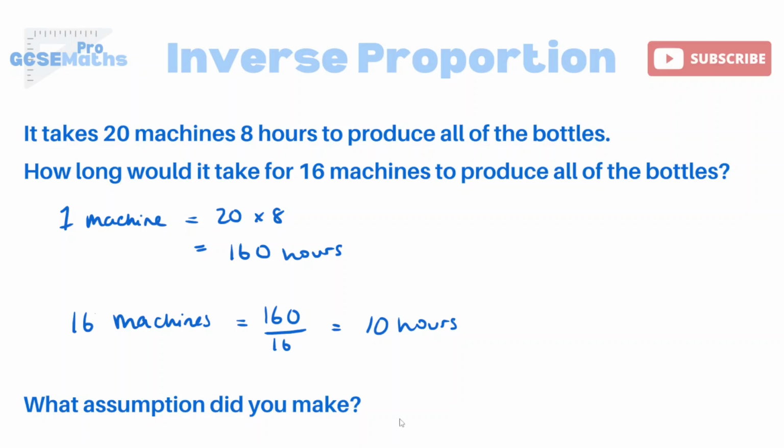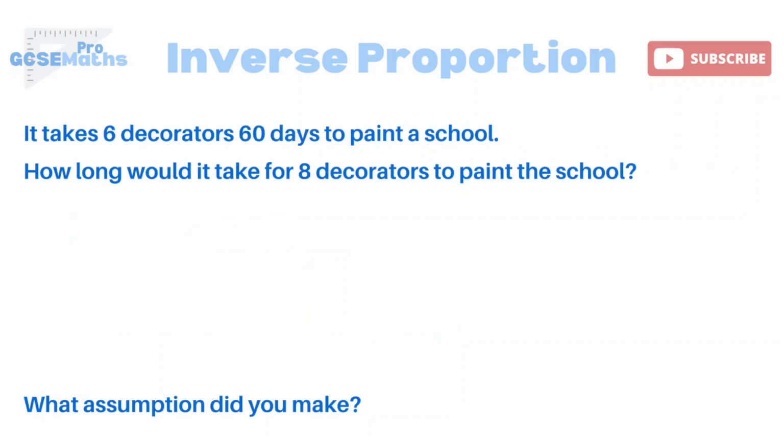Okay, what assumption did we make? In this context, we're assuming that all the machines produce bottles at the same rate. So literally it's the same rate, but just relate it to the specific context. So 16 machines is taking us just a little bit longer to make all the bottles. Okay, final question. Give this one a go yourselves. Same exact method, and see what you can say for the part B assumption question as well.